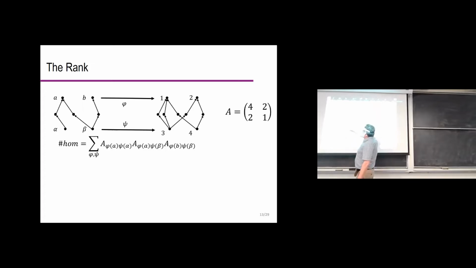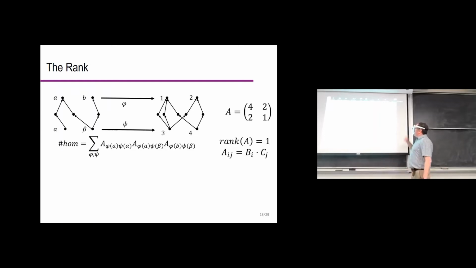So for instance, the first entry, A phi of A psi of alpha, would be for these two, where I'm mapping this guy. The second one, A phi of A psi of beta, would be for these two, where I map this guy, and so on. Right now, generally it's an exponential sum. It's impossible to compute. So the idea is to use the property of the matrix that it has rank 1 to simplify the expression, and really simplify.